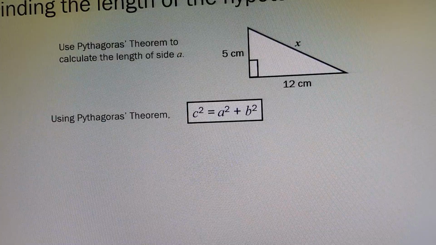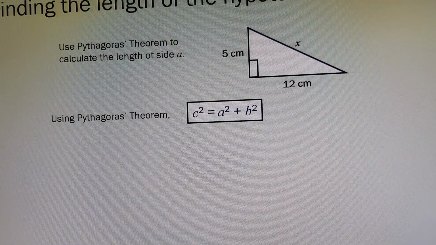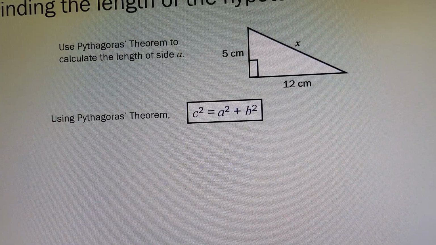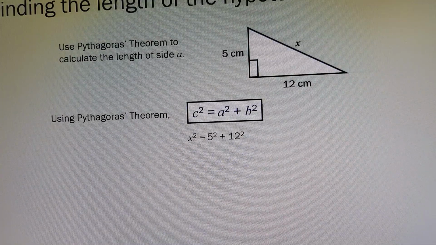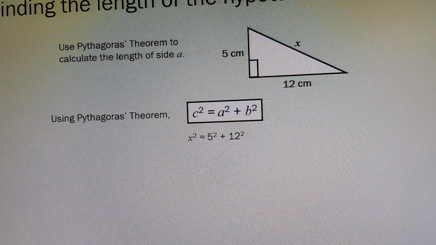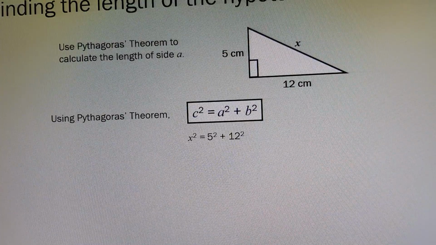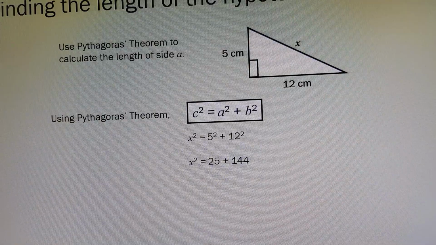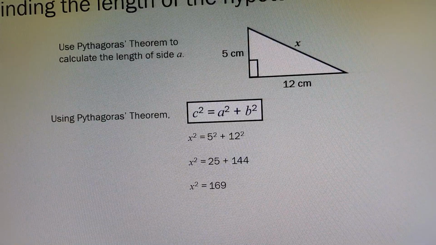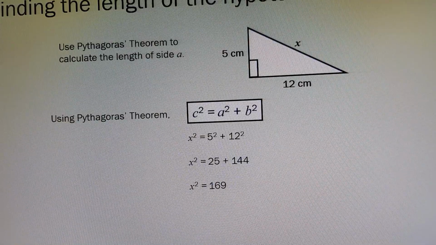So c squared is x squared, a squared is 5 squared, and b squared is 12 squared. So I'm going to substitute those values into the equation. I'm now going to work it out as far as I can go. So x squared is equal to 25 plus 144. I'm going to add those together, so x squared is 169.